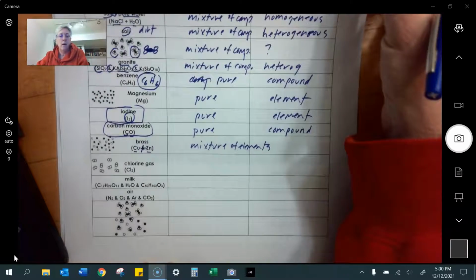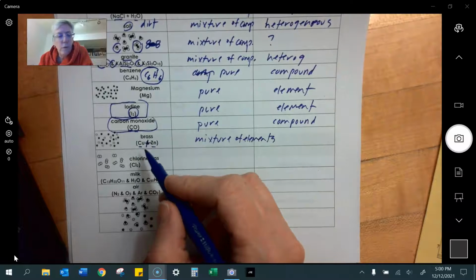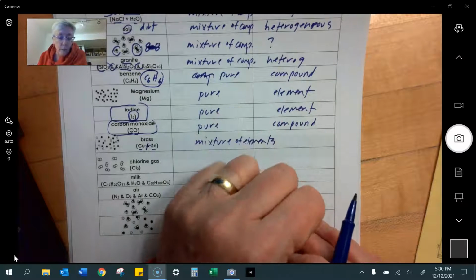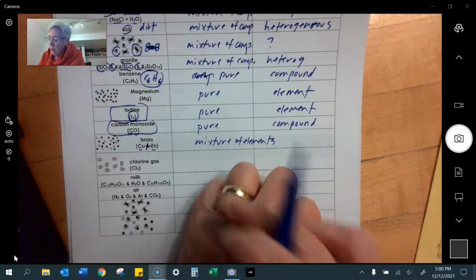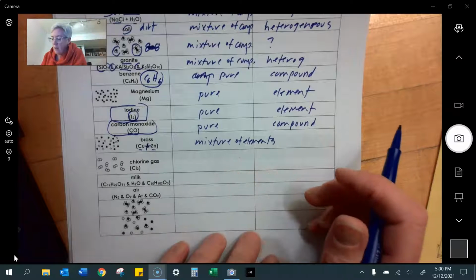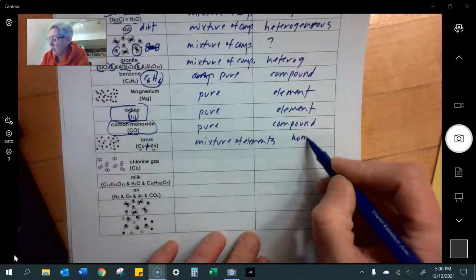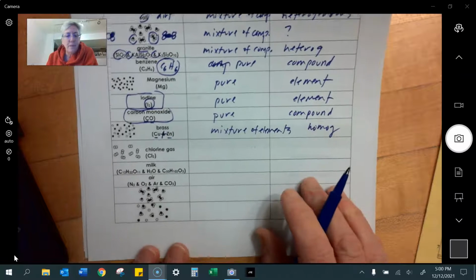Okay? And then if we go back to brass, if you've looked at a brass ring, actually my wedding ring is, I hope it's gold. He told me it was gold. But if it were brass, you know, you can't really see the different copper and zinc atoms in there. So that's a homogeneous mixture. It all looks the same.